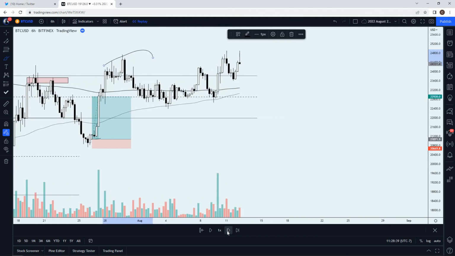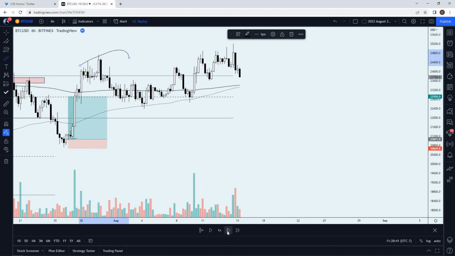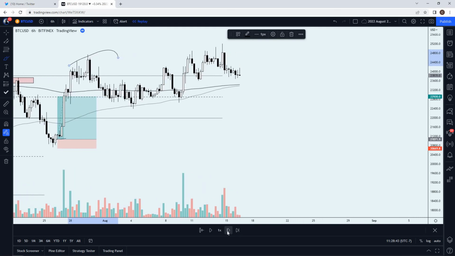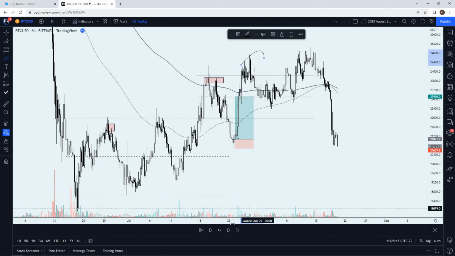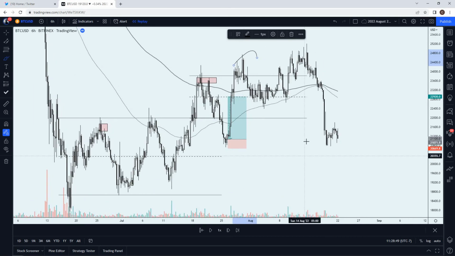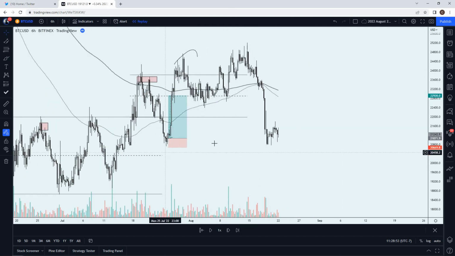Still toying, maybe a breakout above, trying to hold it as support. Nope, back down to the EQ, and then there we go. There's our dump. And the dump comes right back down to this original entry right here, near that range EQ of the previous range.